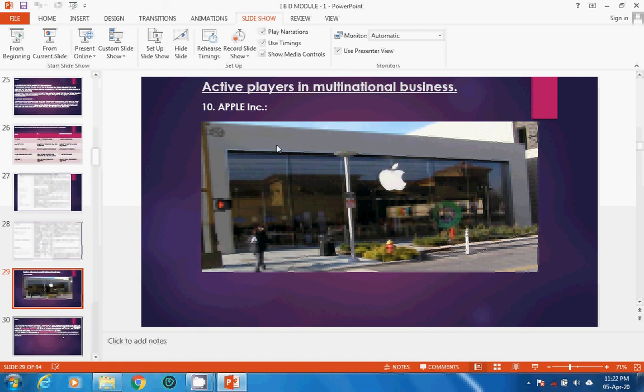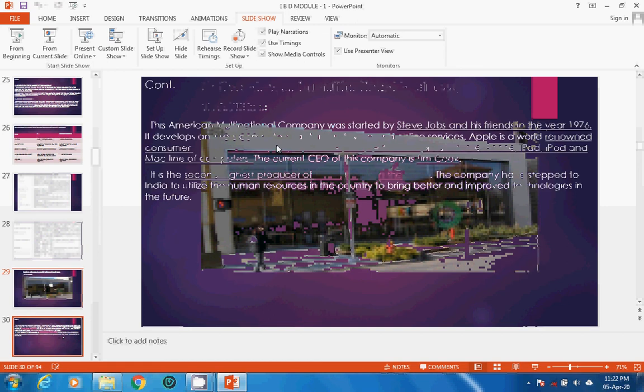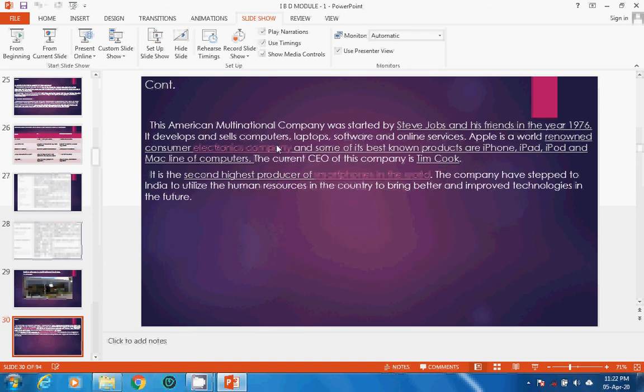Now let's understand the active players in international business. Apple Inc. This American multinational company was started by Steve Jobs and his friends in the year 1976. It develops and sells computers, laptops, software, and online services. Apple is a world-renowned consumer electronics company, and some of its best-known products are iPhone, iPad, iPod, and the Mac line of computers. The current CEO of this company is Tim Cook.